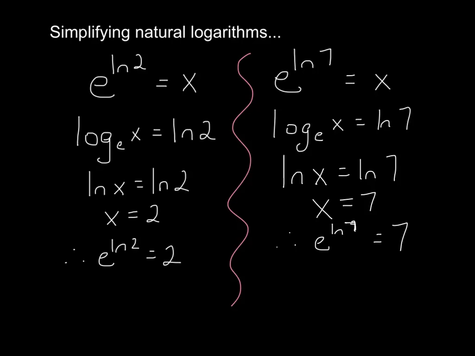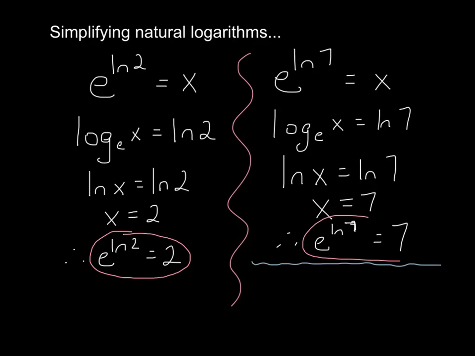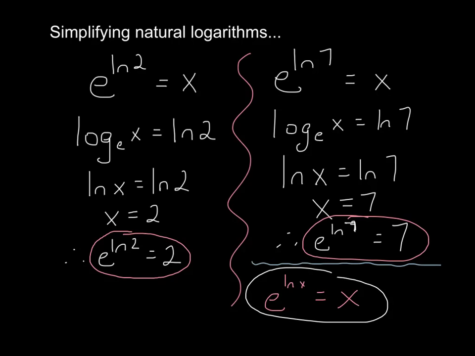So we can see here that there's also a general rule that if we raise e to the ln of a number, we get that number. So e to the ln of 2 equals 2, e to the ln of 7 equals 7. So e to the ln of x is equal to x. And here is another good rule for your organizer.